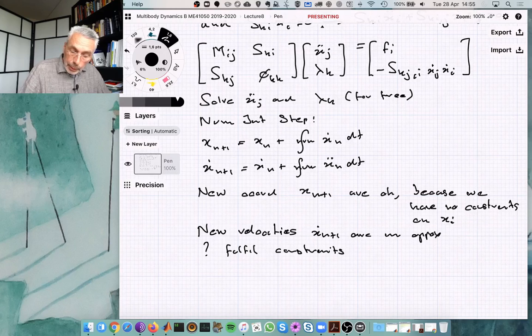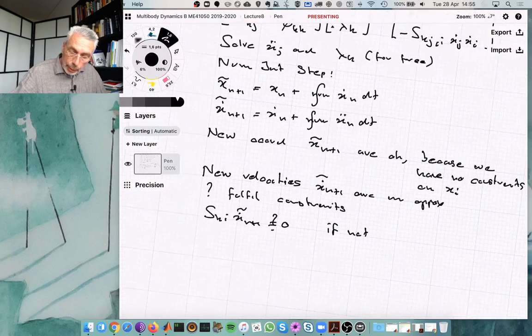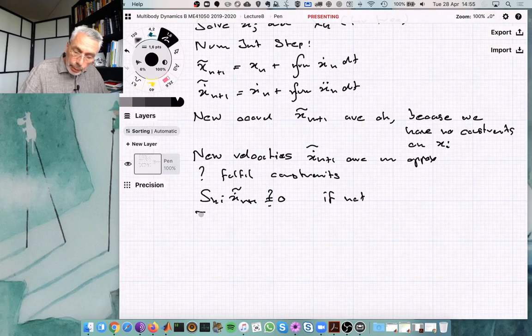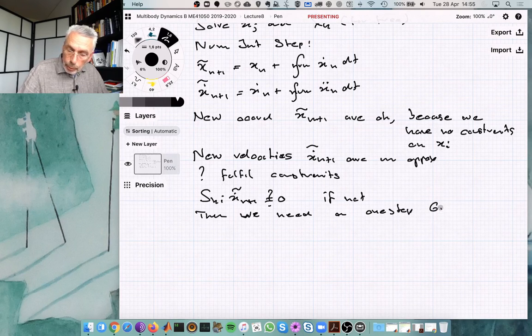So we can check that, and let's put a slur here, a slur for the approximations for these guys. So we do psi times x dot slurred n plus 1, and then we raise the question, is it 0? If not, and usually it's not, of course, then we need a one-step Gauss-Newton process.